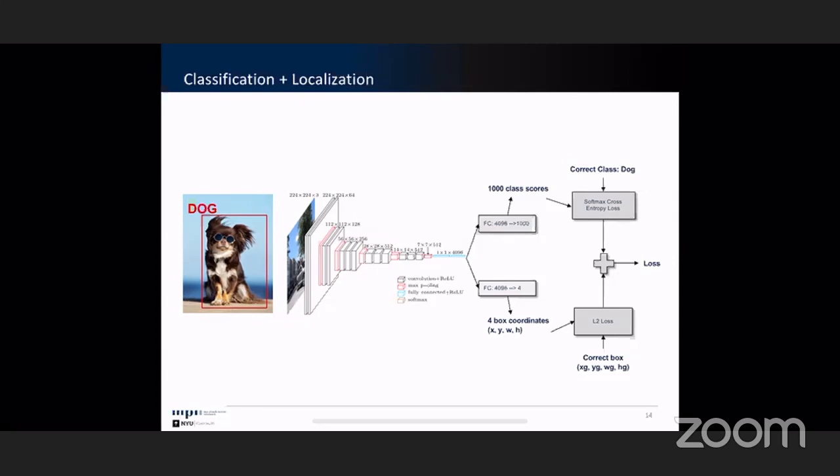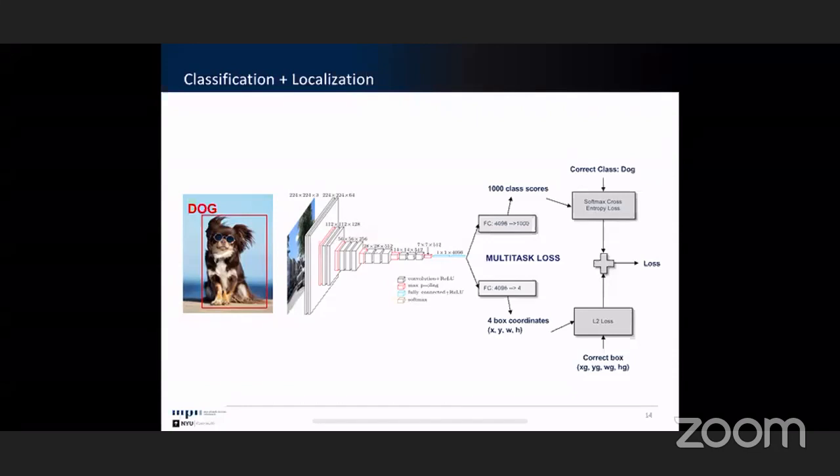Here we had these 4096. If you look at this blue one, 1 cross 4096, the last layer before the last fully connected, you will then have two fully connected layers on this. One fully connected goes from 4096 to 1000, and another goes from 4096 to 4. On the second branch you will put an L2 loss, and on the first one you will put this cross entropy loss. Then you will combine the losses and minimize them together.